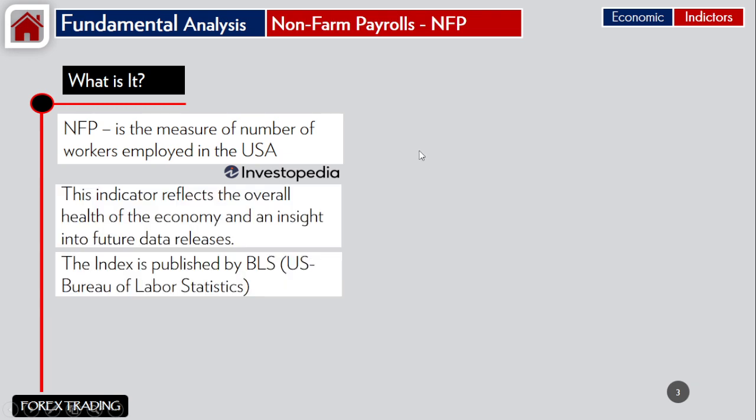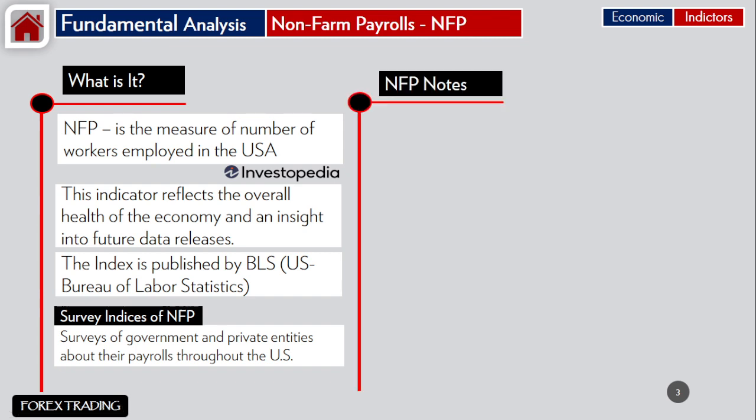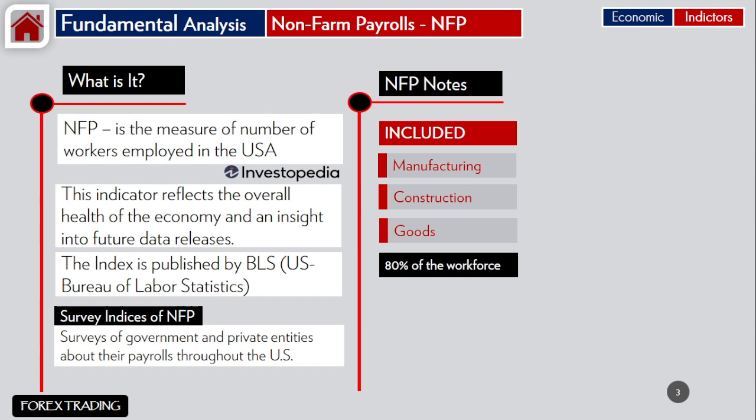This indicator reflects the overall health of the economy and gives an insight into future data releases. This index is published by the BLS, the US Bureau of Labor Statistics, which controls all this information. And what are the survey indices of NFP? The survey includes government and private entities about their payrolls throughout the US.